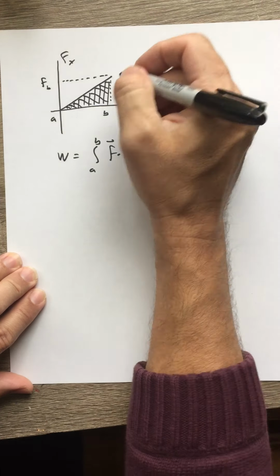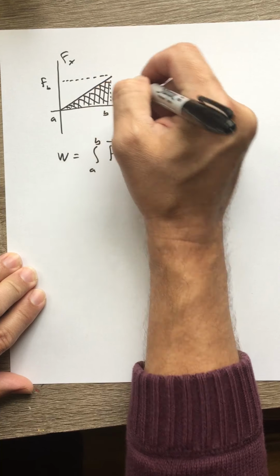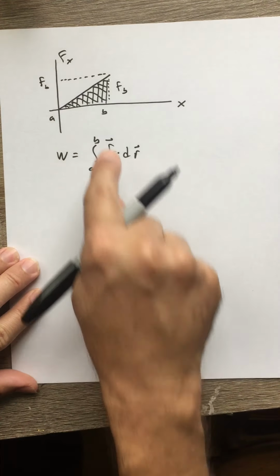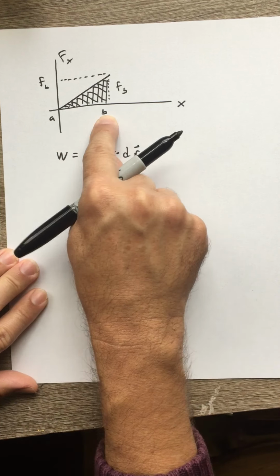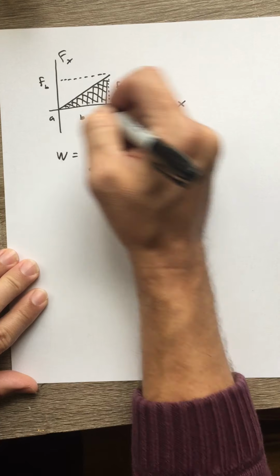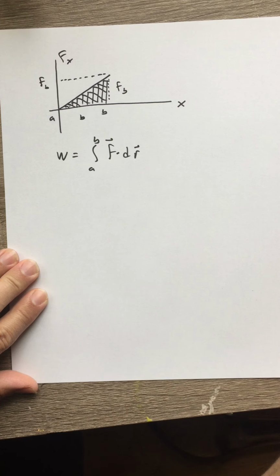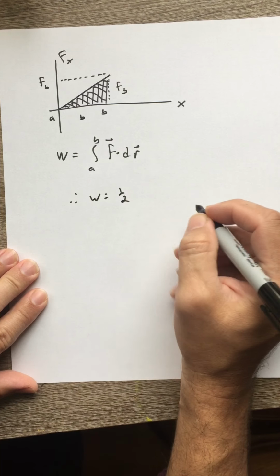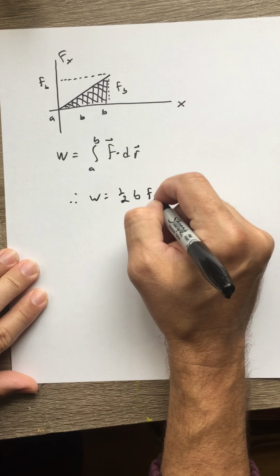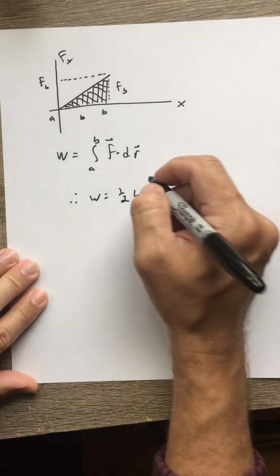This thing has a height of Fb, right? This value here. It's got a base of b, if a is 0, and I can say that therefore the work done here is equal to 1/2 my base times my height, and I get that out of it.